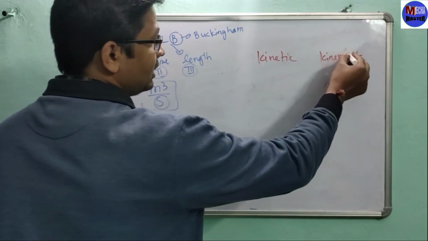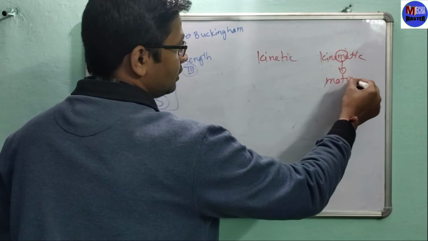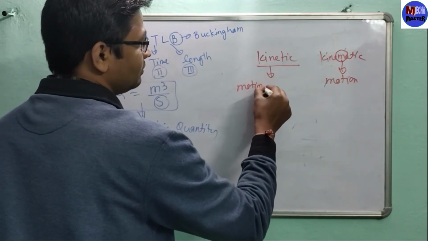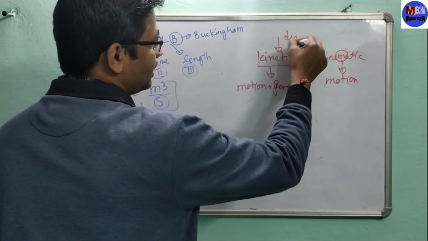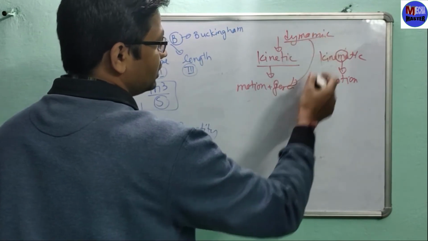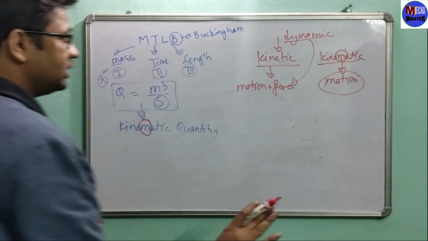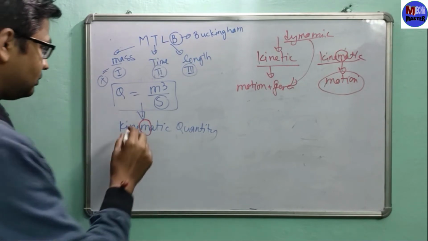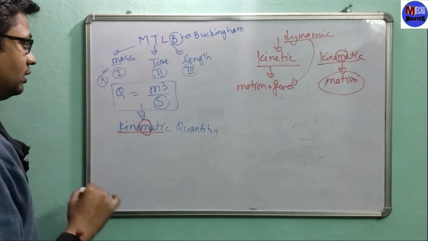Then you can simply say that if there is only M, it will talk about only motion. If there is no M, then it will talk about motion plus force, and this is also called dynamic. Dynamic means force and motion, whereas in kinematic there is M, that is only for motion. Geometric means there will be only one dimension. Then there is time. Time means kinematic.